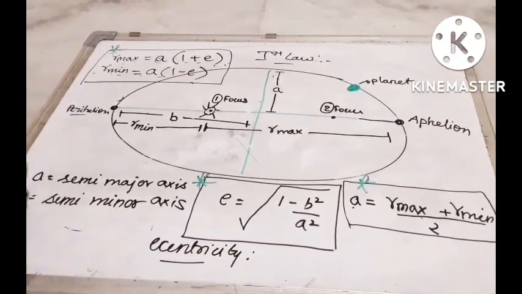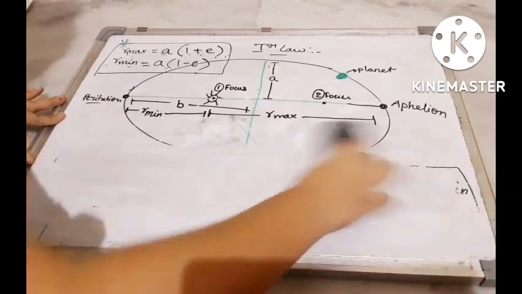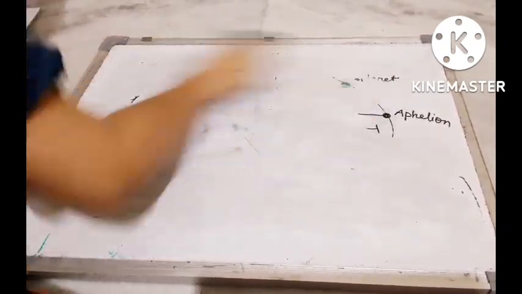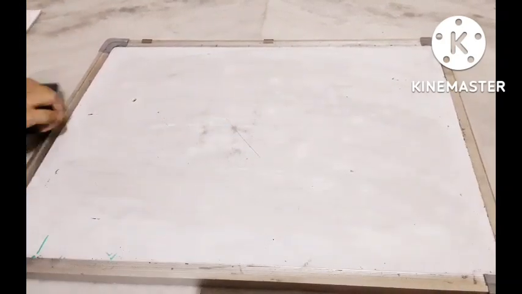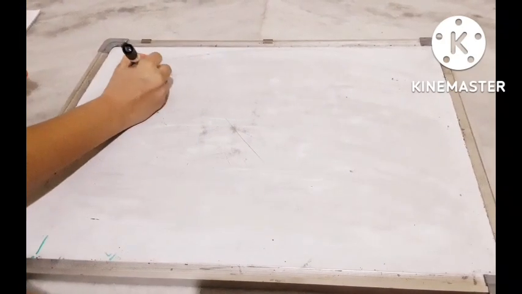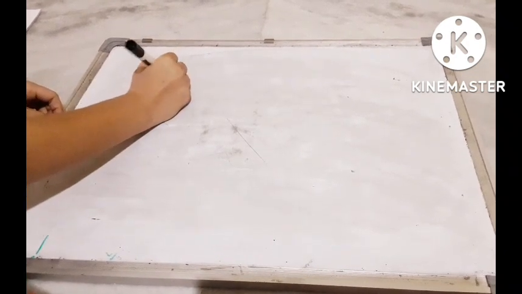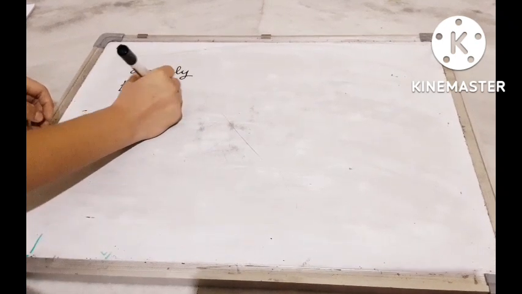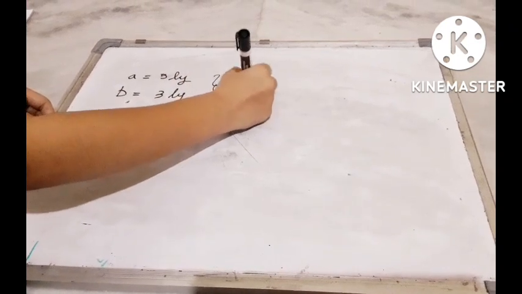So let's move on to one question. Then you will understand how we are supposed to use these formulas. So I am giving you a question that the semi-major axis, that is A, is given as 5 light years, and the semi-minor axis is given as 3 light years, and in the question they are asking you to calculate the eccentricity.